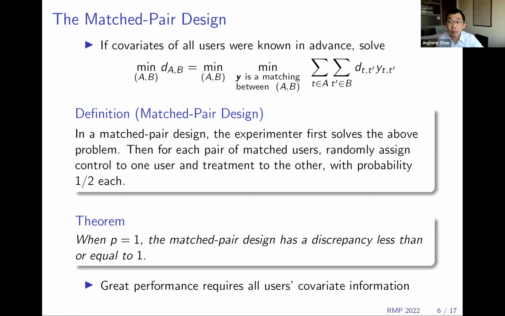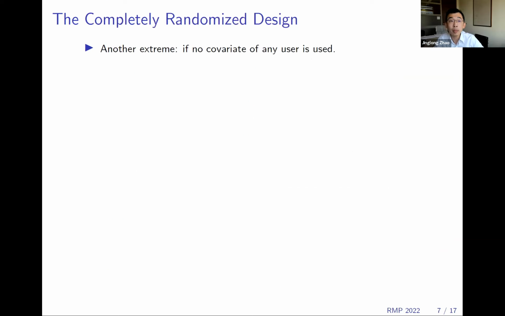It does have very good performance because the total discrepancy does not scale at all with respect to the total number of users. But it does require all the users' covariate information, which is not feasible in this sequential decision-making setup. On the other hand, what if you do not use any user covariate information at all, but instead we just randomly put users into treatment and control? So this is a feasible algorithm in this online setting.